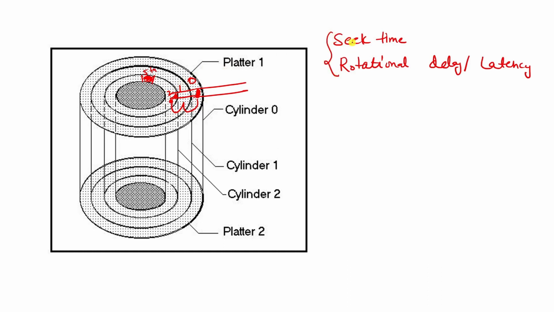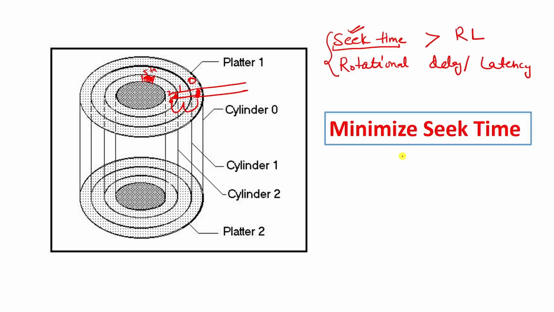Of these two times, your seek time is greater than your rotational latency. That means the time a read-write head takes to come to the desired track from a particular track is very much greater than the rotational latency. So if you want to decrease the access time of this particular data, we have to minimize this seek time. This is the overall goal of the various disk scheduling algorithms: they want to fulfill or select requests from the request queue in such a manner that your seek time is minimized.